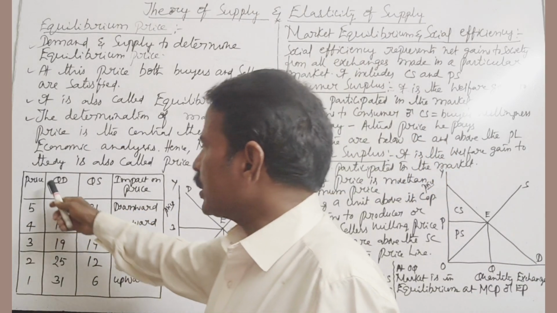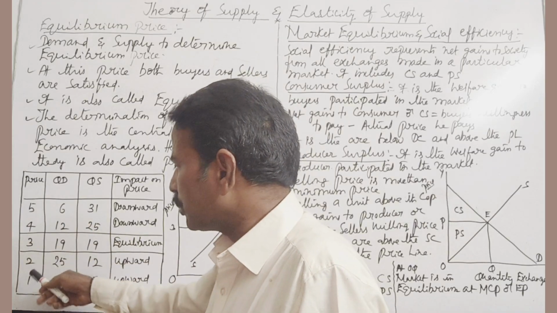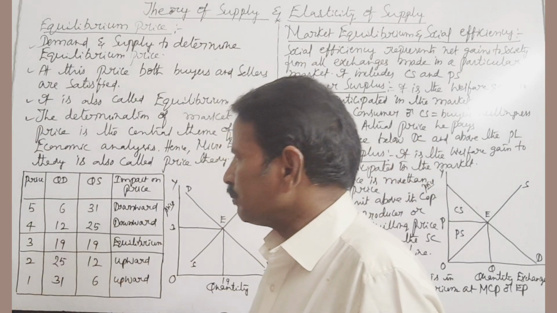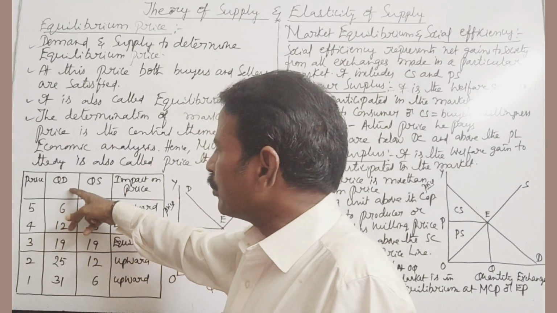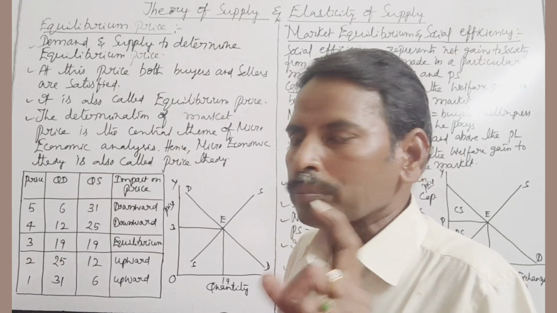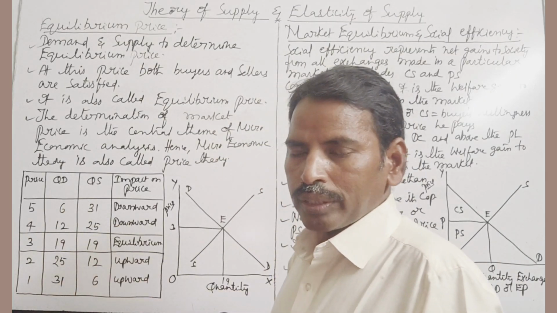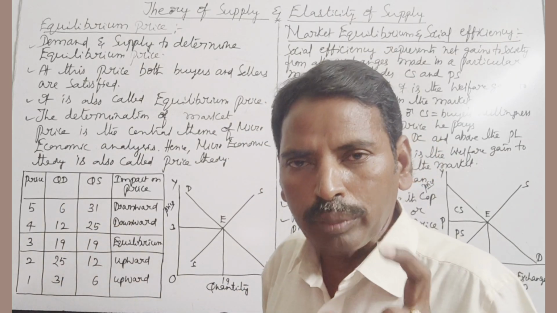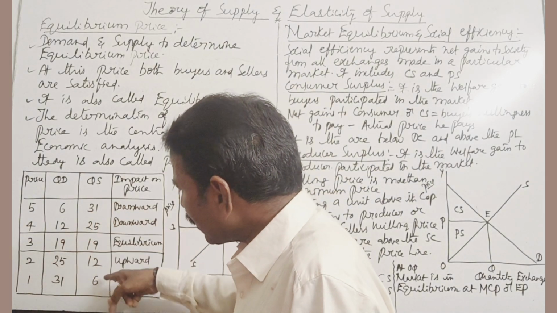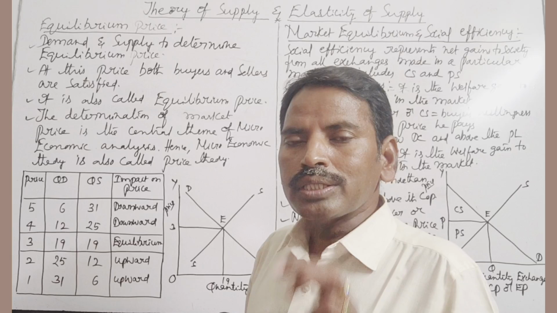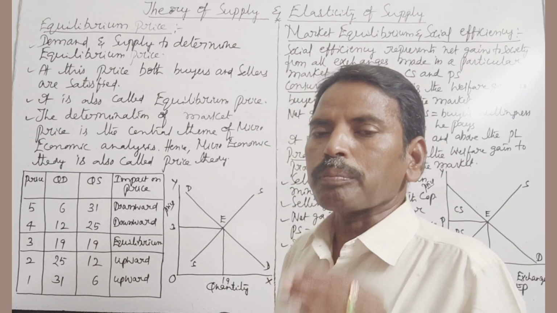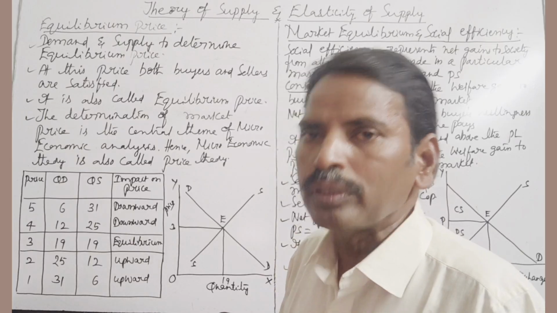Price decreases: 5, 4, 3, 2, 1. As price falls, quantity demanded increases. There is an inverse relationship between price and quantity demanded. The demand curve slopes downwards from left to right. Next, as price falls, quantity supplied also falls. There is a positive relation between price and quantity supplied. The supply curve slopes upwards from left to right.